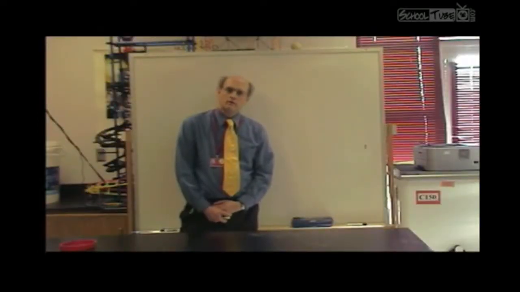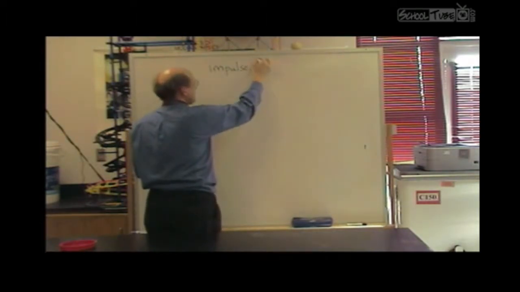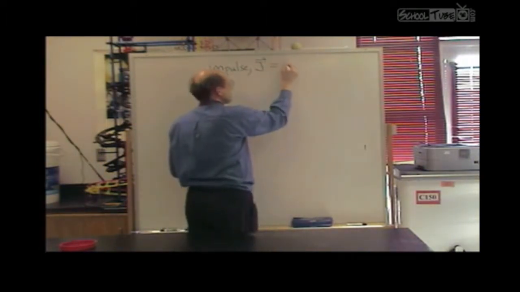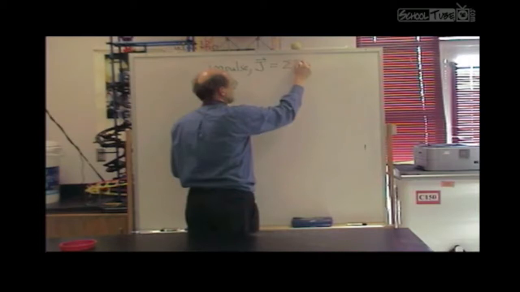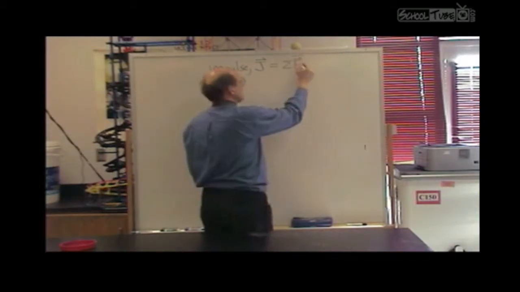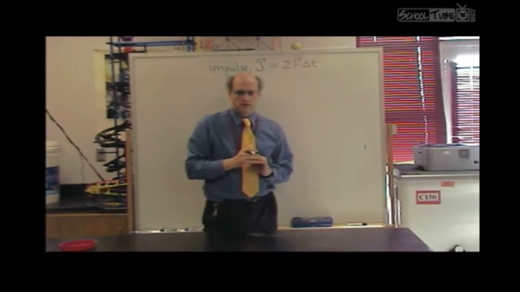Impulse, momentum, and the impulse-momentum theorem is what I'm going to talk about now. Impulse, symbol J, is a vector quantity, and it is equal to the net force that acts on a body multiplied by the time interval over which that net force acts.